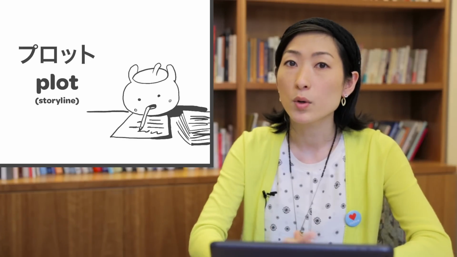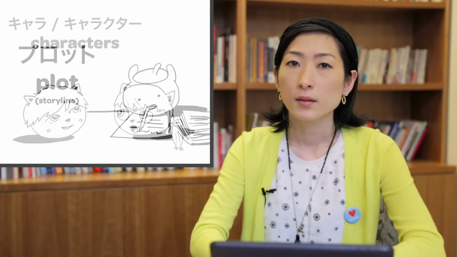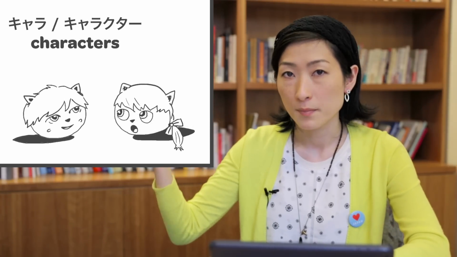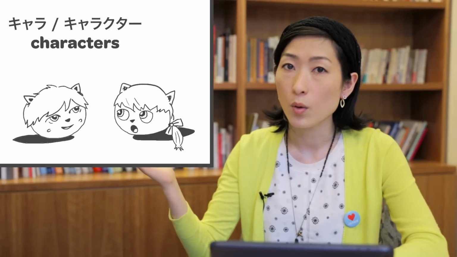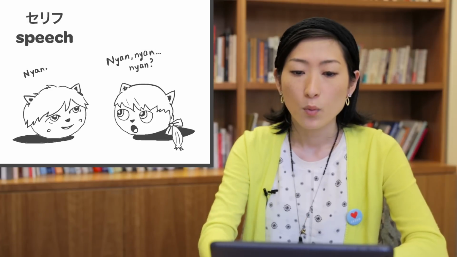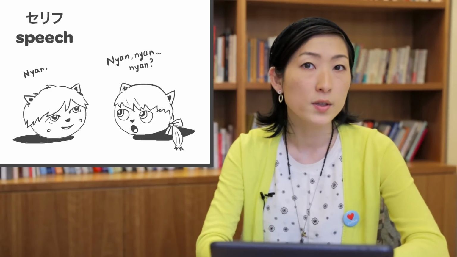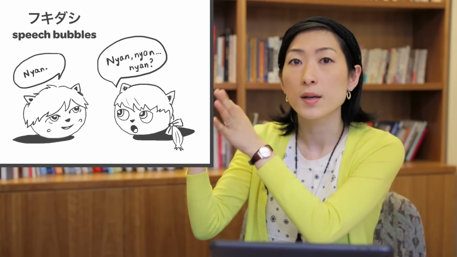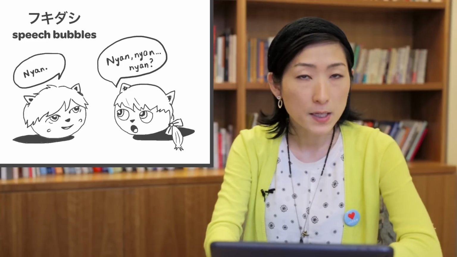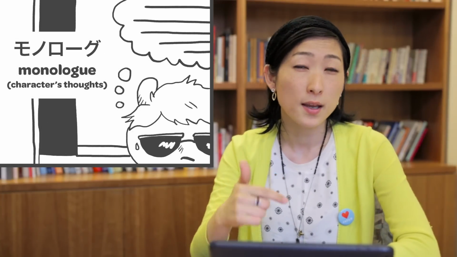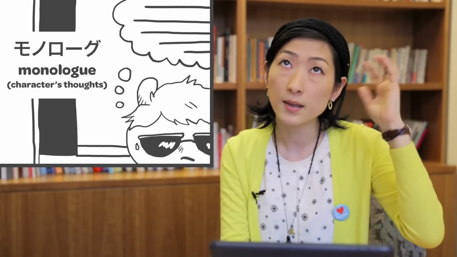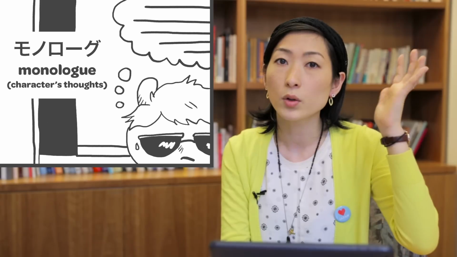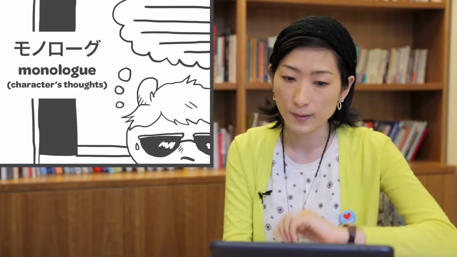Purotto is plot or storyline. The people who appear in the manga are called kyarakuta, or kyara for short. When they speak, their speech is called serifu, and the serifu goes into speech bubbles called fukidashi. Sometimes characters might not say everything out loud, but they might be thinking something in their head. That's called monologue.